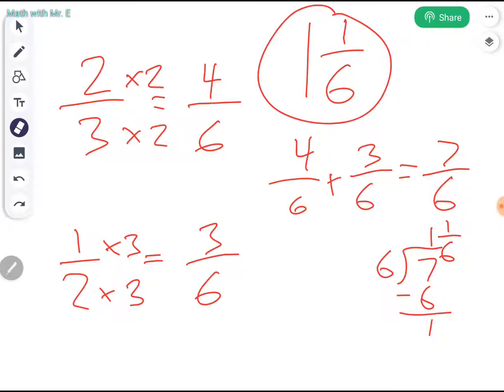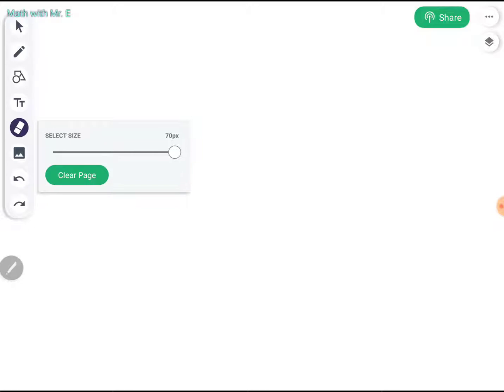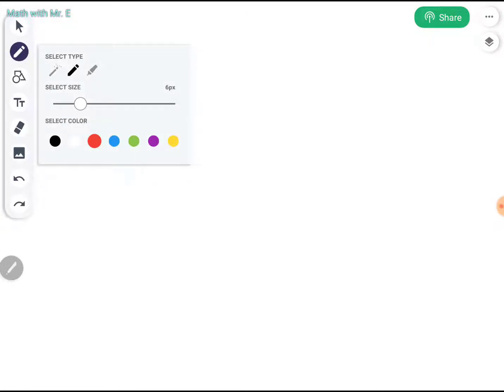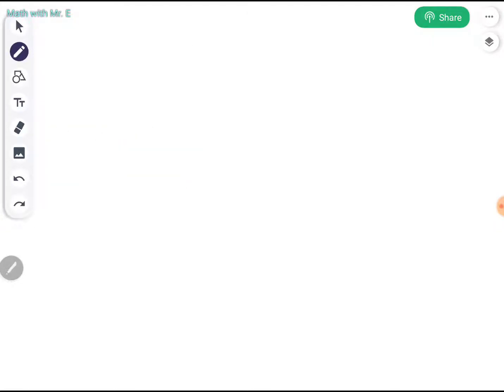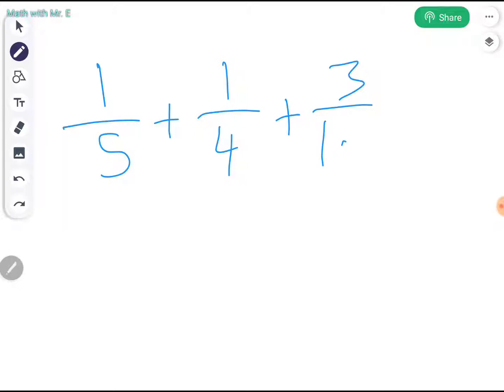Okay, so let's go ahead and try one more of those. This time, let's do 3 fractions. So let's do 1/5 plus, let's say, 1/4 plus 3/10. Okay, so if you want to go ahead and pause it here and see if you can add this on your own, go ahead and do that.